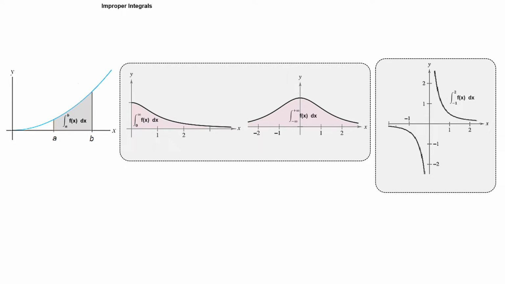Therefore, there are two types of improper integrals. An improper integral of type 1 is an integral whose limits of integration include plus infinity or minus infinity, or both. An improper integral is of type 2 if the integrand has an infinite discontinuity in the region of integration.